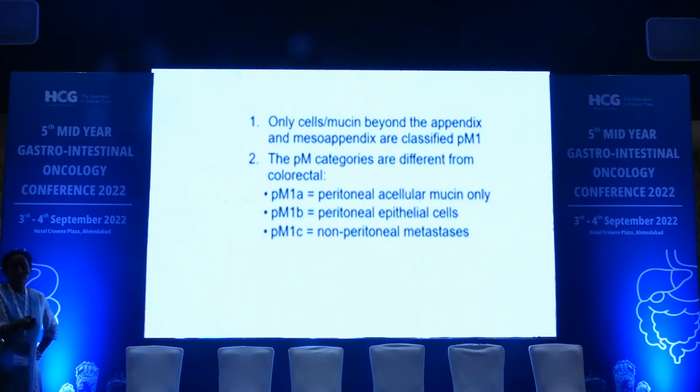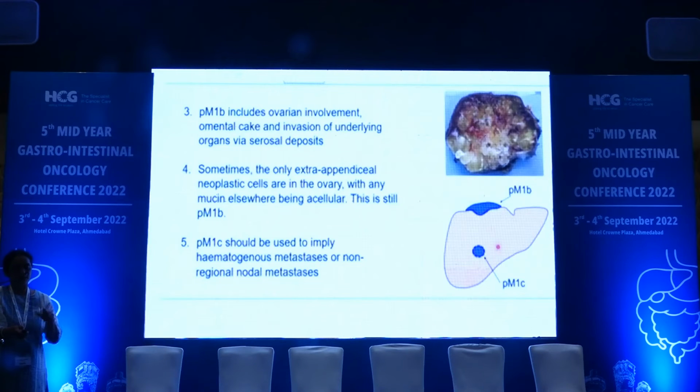And coming to the metastasis PM1 cell, this is different from other organs in the sense that cells or mucin beyond the appendix is categorized as P1. But even one has acellular mucin in the peritoneal cavity, it is categorized as PM1A. And PM1B is peritoneal epithelial cells, M1C is non-peritoneal metastasis.